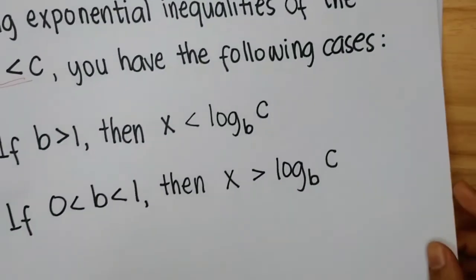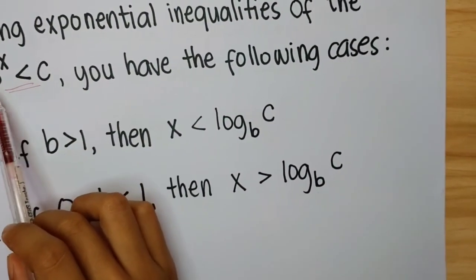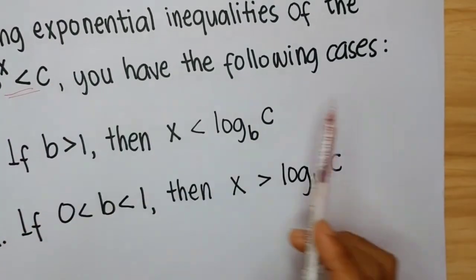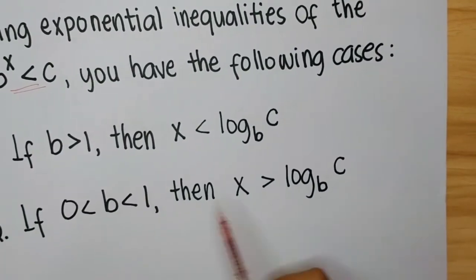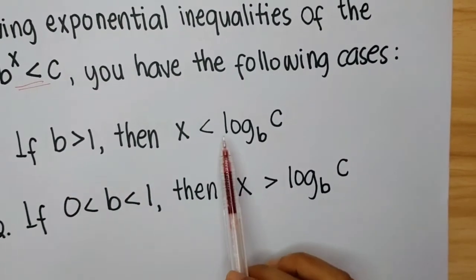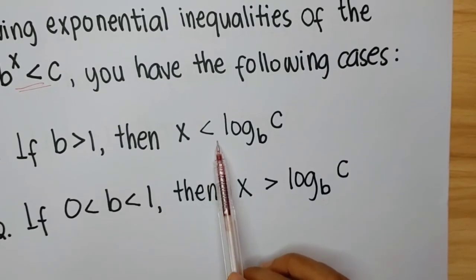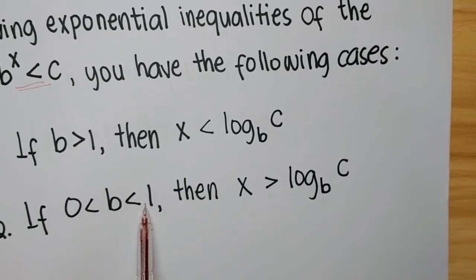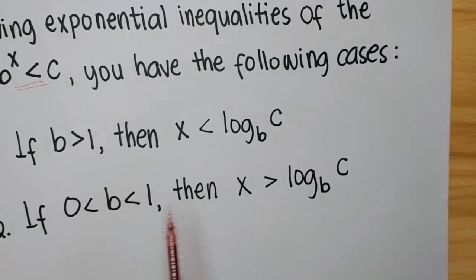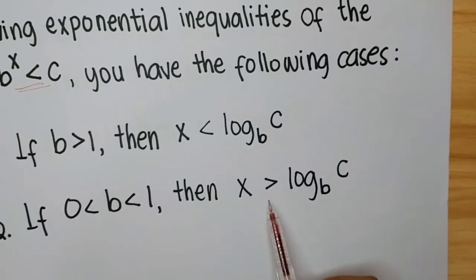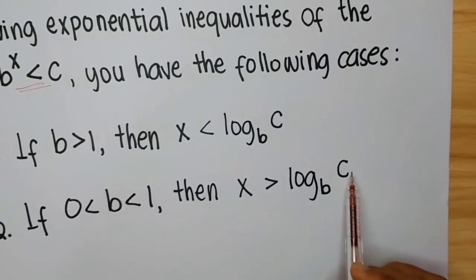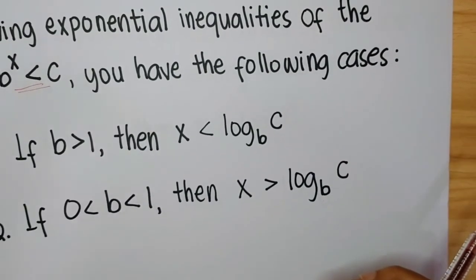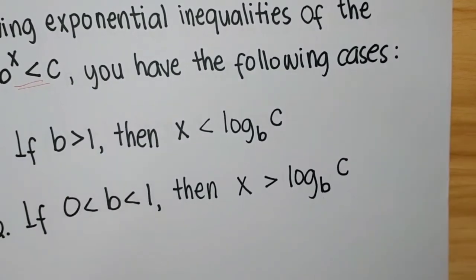However, if less than naman siya, if yung exponential inequality natin is b to the power of x less than c, then ito yung sundin natin na case. If ang b natin is greater than 1, then that means ang x natin is less than log c to the base b. And if in between naman siya ng 0 to 1, that is greater than 0 but less than 1, then yung x natin is greater than log c to the base b. Okay? So, ganyan yung mga condition or like mga cases na kailangan nating remember.